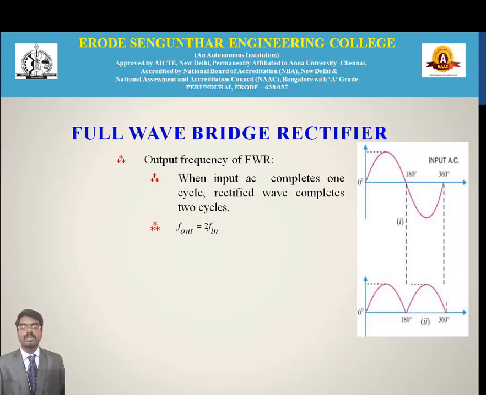On looking into the output frequency of the full wave rectifier, when the input AC component completes one cycle, the rectified wave also completes two cycles. So the output frequency is equal to twice the input frequency.